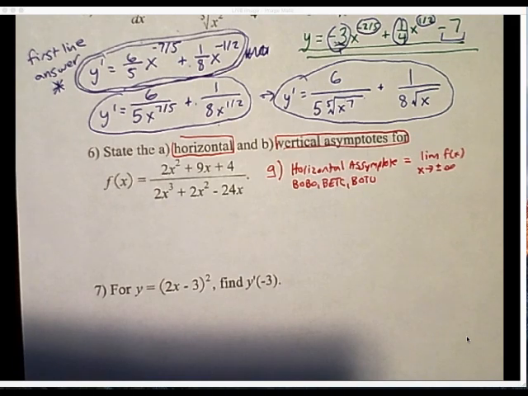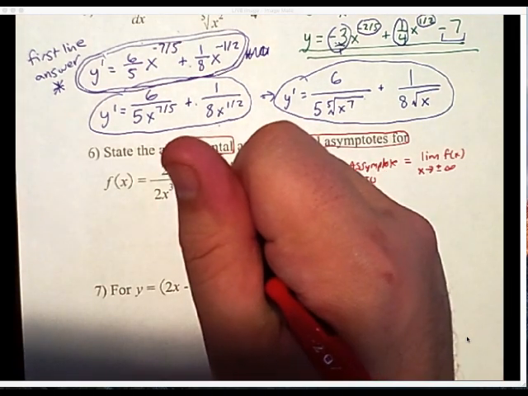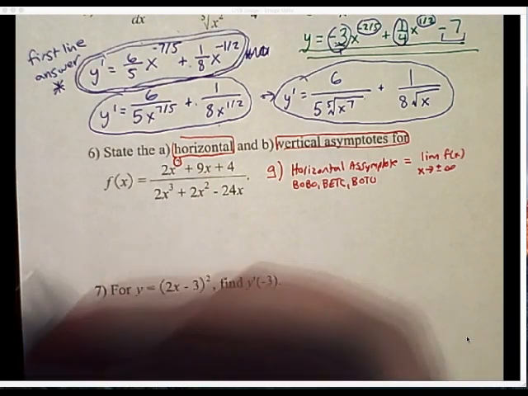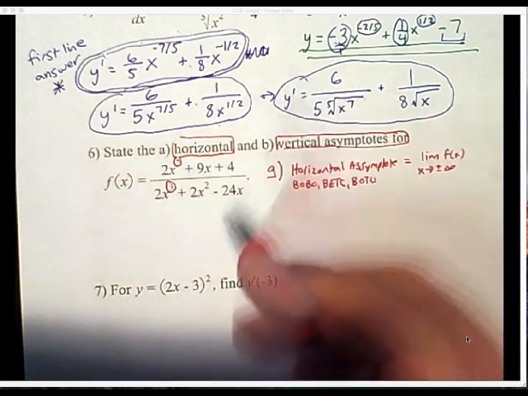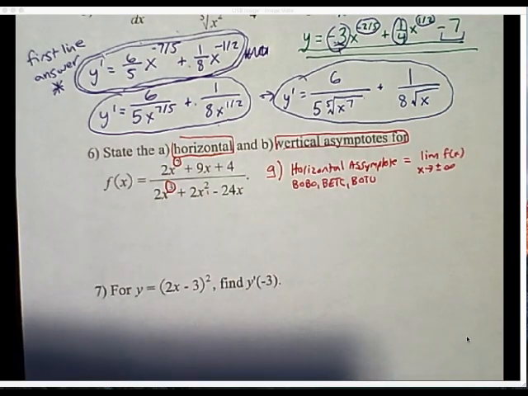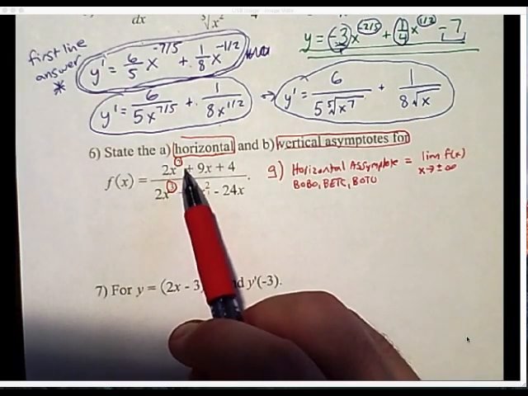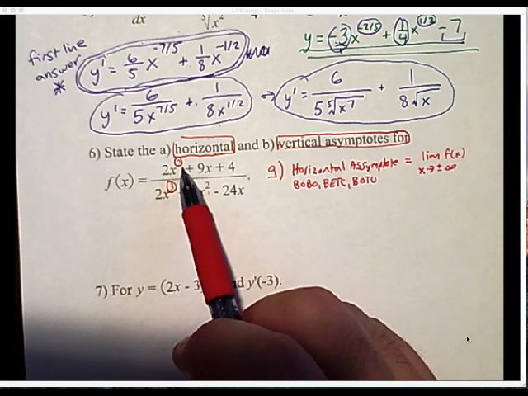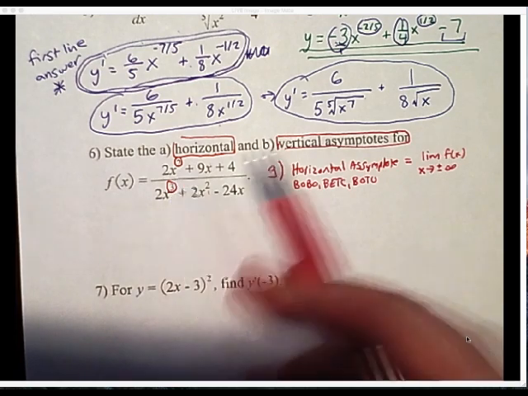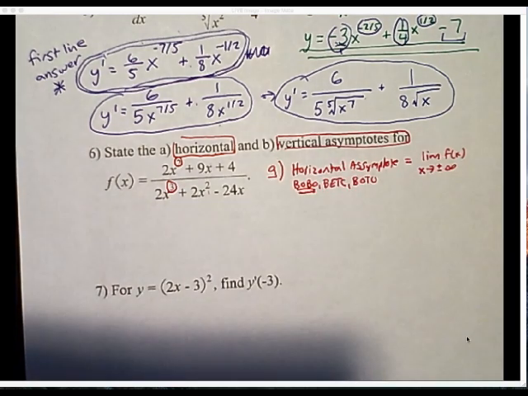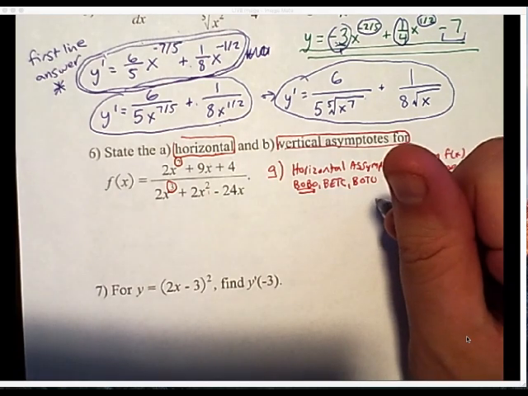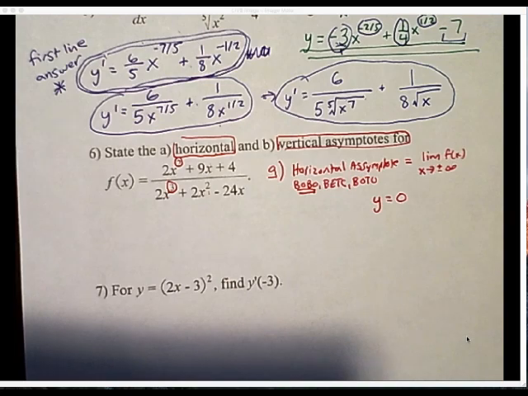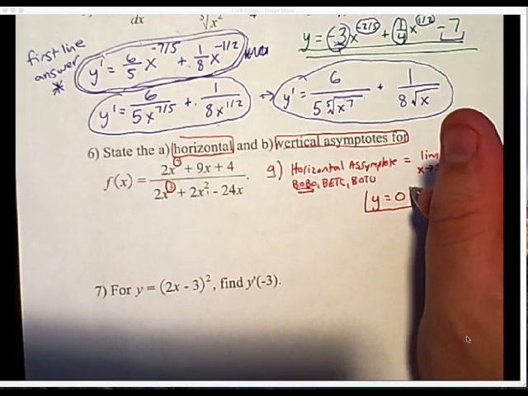So let's look at it. The highest power in the numerator is 2. The highest power in the denominator is 3. Both of these are polynomials. Okay? So we are comparing like things. Okay? So here, it's bigger on bottom. It's bigger on bottom, so it's going to be Bobo. So the horizontal line that it's going to approach is simply y equals 0. That's the horizontal asymptote.